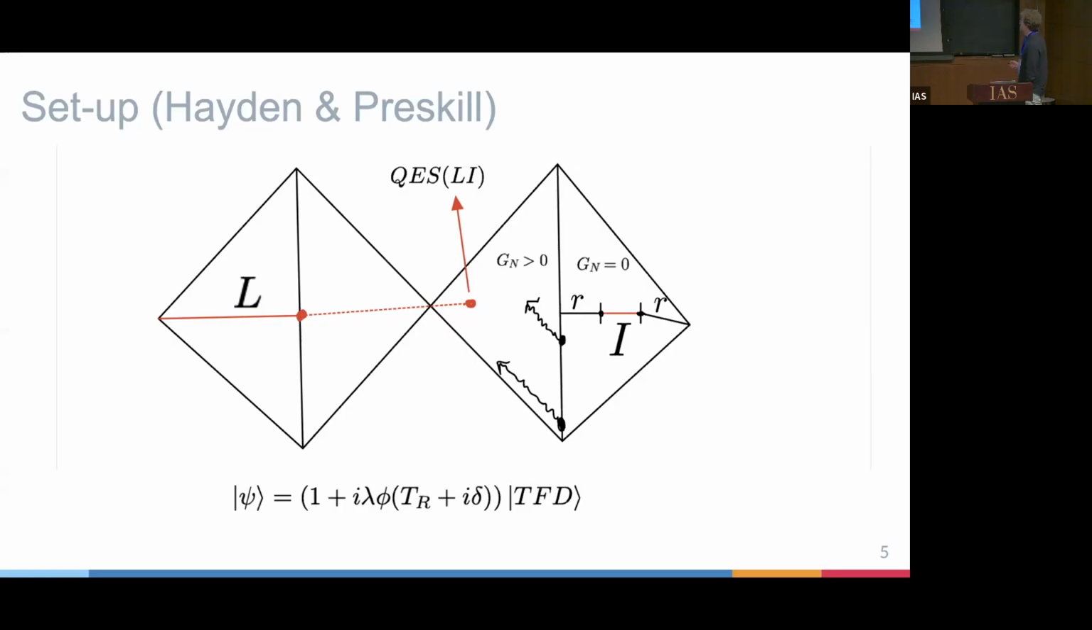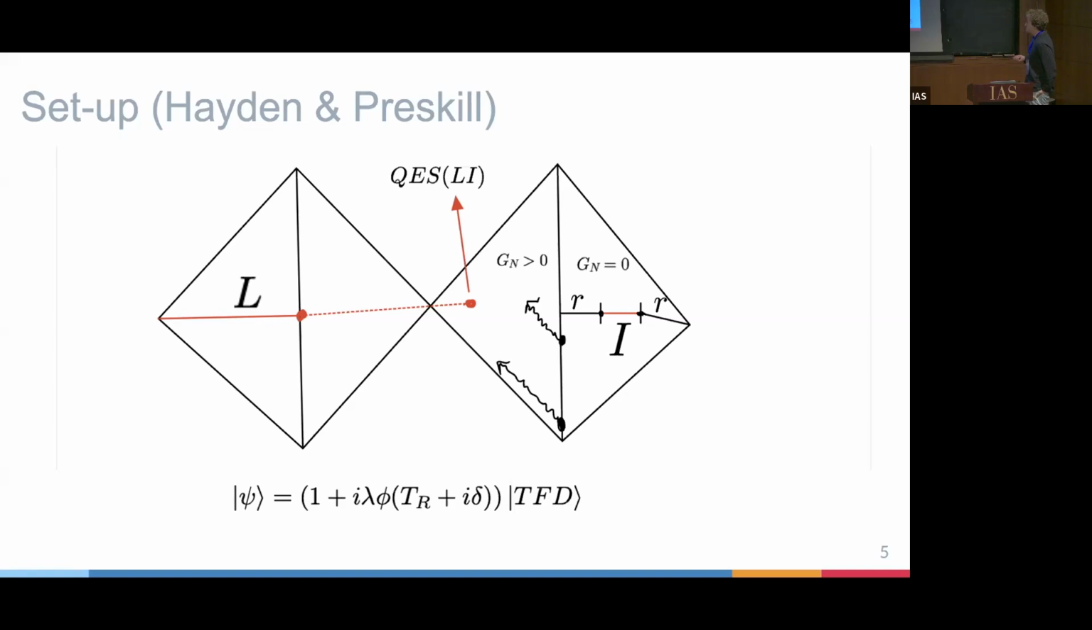So what am I going to do? I'm going to consider a state with some excitation. I'm going to act on the state with some unitary. The unitary is going to look like 1 + i times some small number lambda times some Hermitian operator phi. Let's say phi is dual to some bulk particle, or it's one of the operators in the CFT.